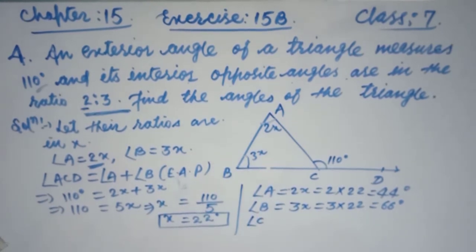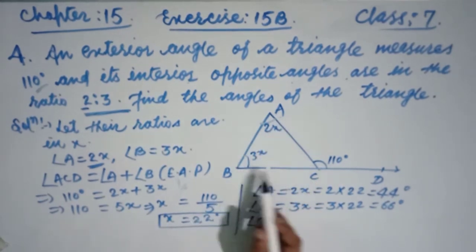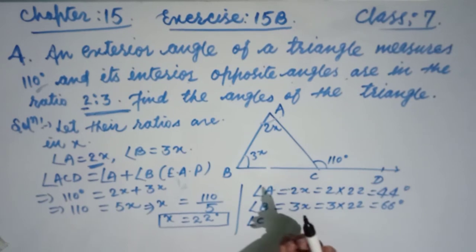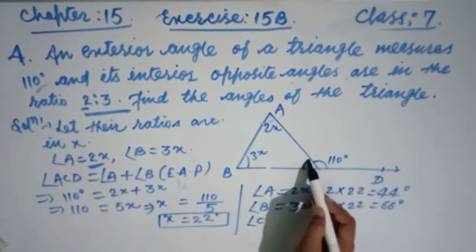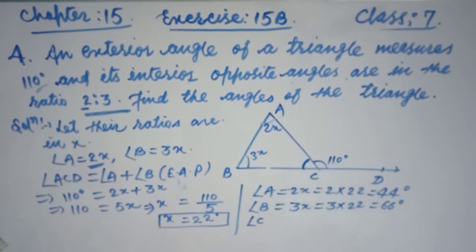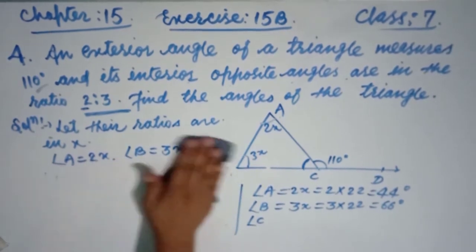There are two ways to find angle C. Either angle A plus angle B plus angle C is equal to 180 because of the angle sum property, or we can use the sum of these two angles on a straight line, a straight angle, then we can find it out. Now see how to find the angle C. Have a look friends.